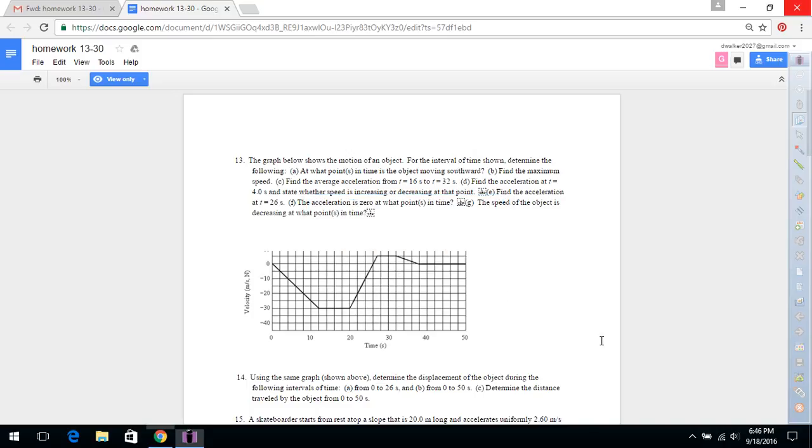Now, it says the graph below shows the motion of an object. So when you look at that graph, it says that the velocity to the north is negative, and the time goes from 0 to 50 seconds. So they want you to answer some questions. At what point or points in time is the object moving southward?